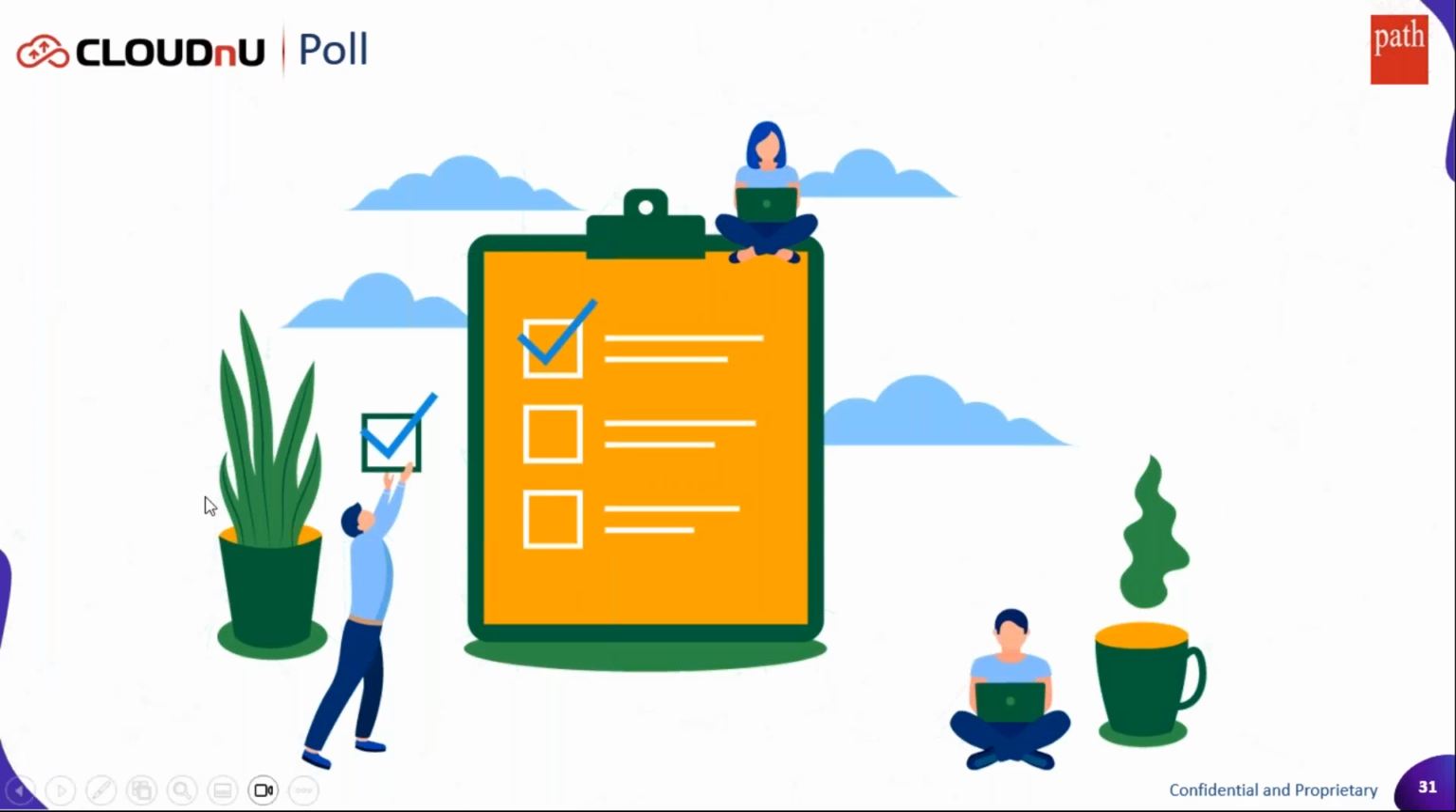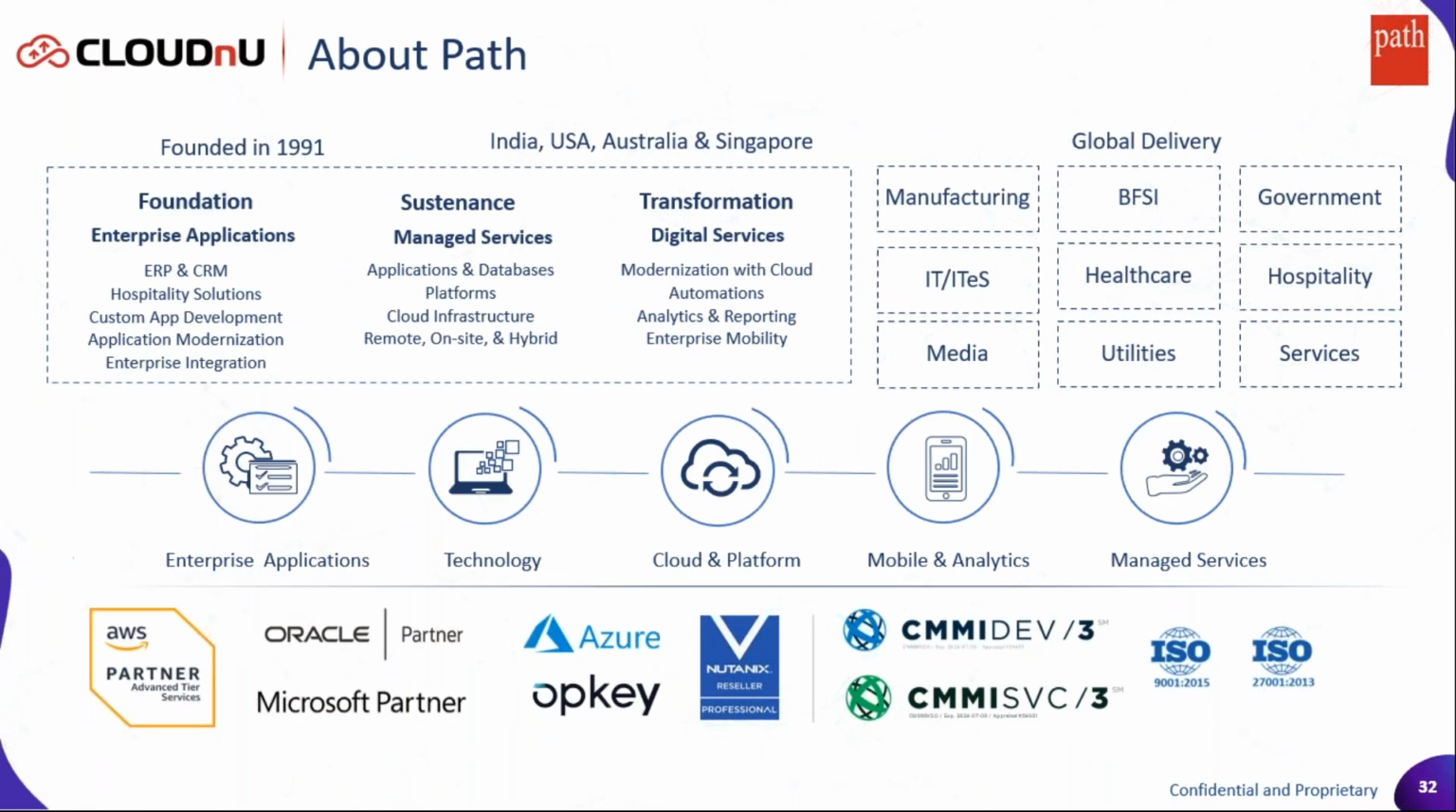Before going into the question and answers, I would like to give you brief information about who we are, about PET Infotech. We were founded in 1991, and we have been in India, USA, Australia, and our APAC office is in Singapore. Most of our attendees today are from APAC, and we serve the APAC region from our Singapore office. We have different customers in different industries, with manufacturing, BFSI, government, and so on.